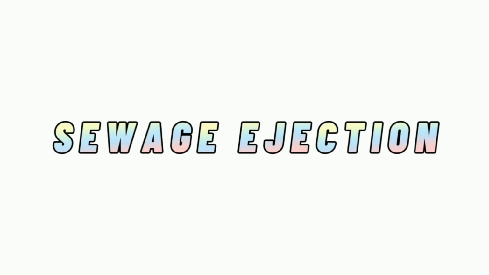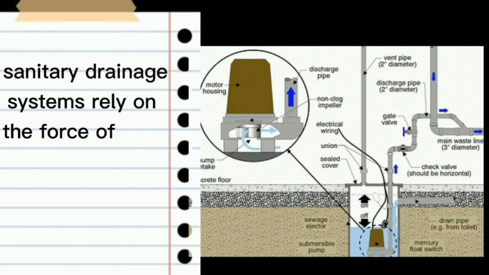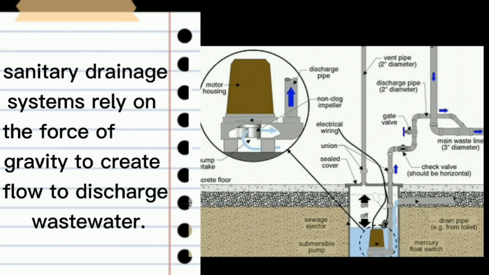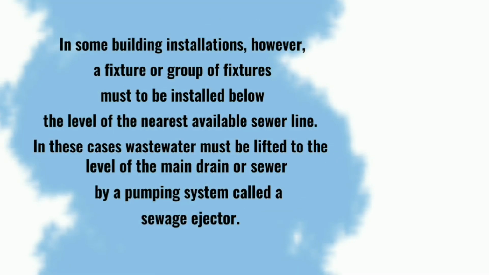Sewage ejection. For the most part, sanitary drainage systems rely on the force of gravity to create flow to discharge wastewater. In some building installations, however, a fixture or group of fixtures has to be installed below the level of the available sewer line. In this case, wastewater must be lifted to the level of the main drain or sewer by a pumping system called a sewage ejector.